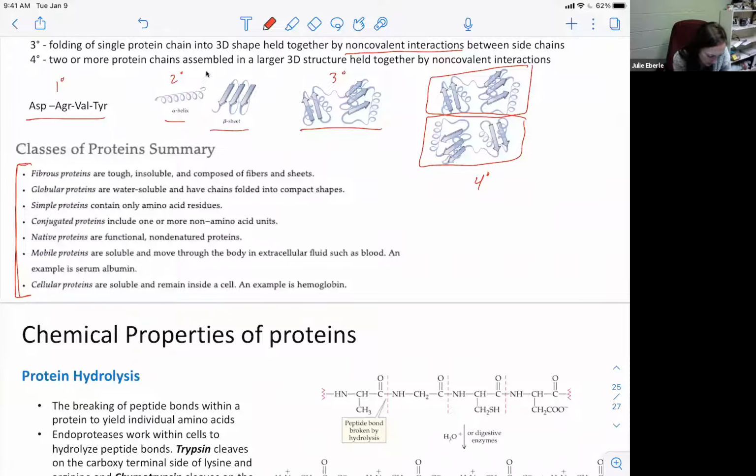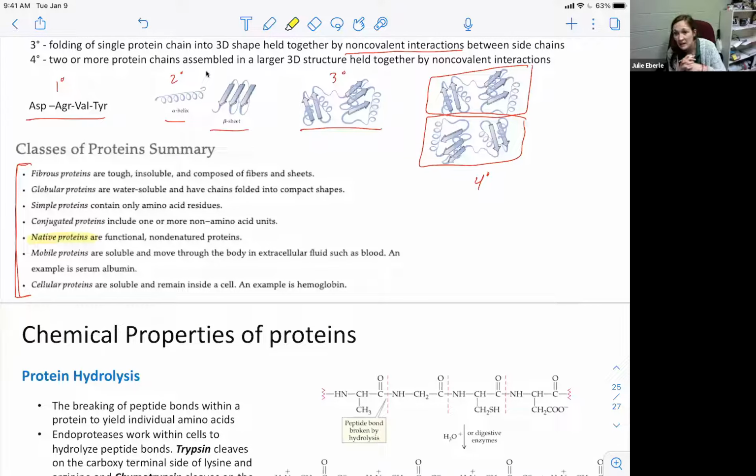There are some words here, like mobile proteins and native proteins, that I haven't talked about. The only thing I'm going to mention here is this term native protein, because of what we're about to talk about. When a protein is folded into its accurate shape and its functional shape in the body, we call that the native protein.